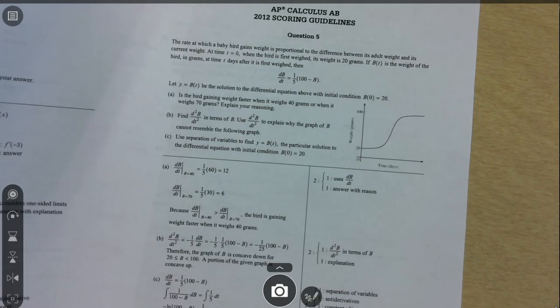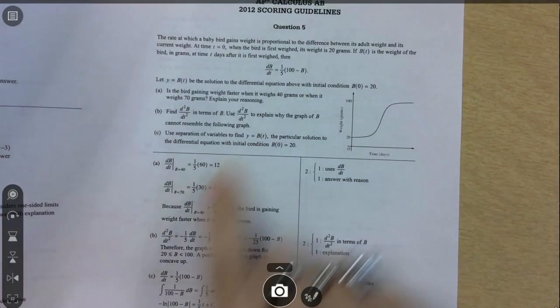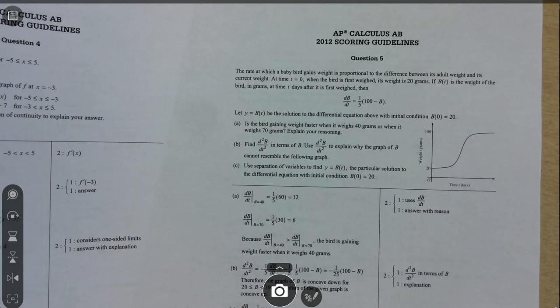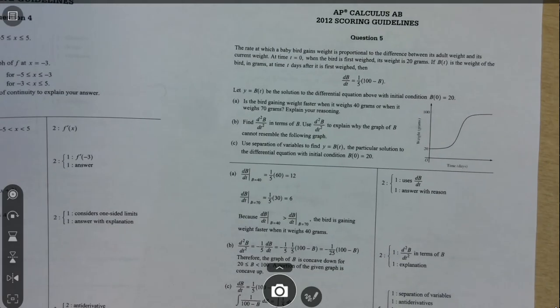Okay, almost last one. I am not going to read the problem. This is our function. A, is the bird gaining weight faster when its weight is 20 grams or when it weighs 70 grams? Explain your reasoning. What did you find to be the answer? What's your statement at the end? The bird is gaining weight faster when it weighs 40 grams because it's gaining weight at 12 grams per day. Yeah, I mean 6 more grams compared to if it weighed 70. Yeah, that's perfect. Great.